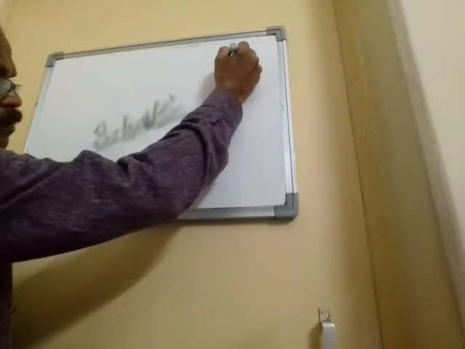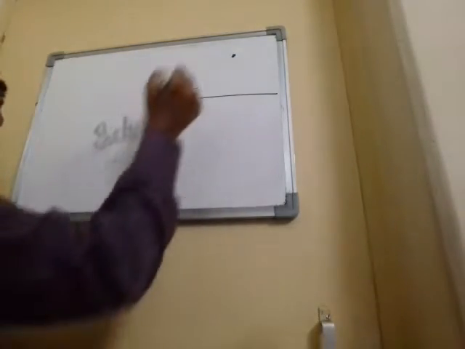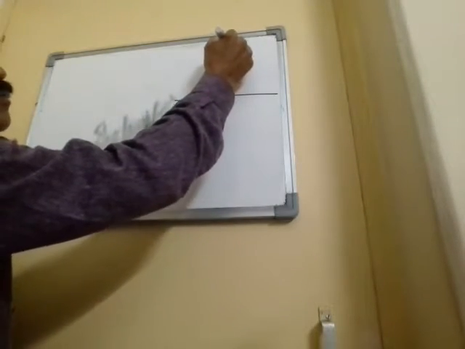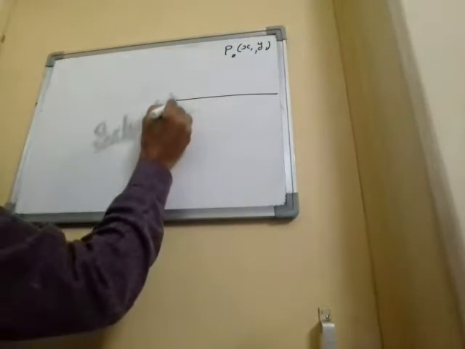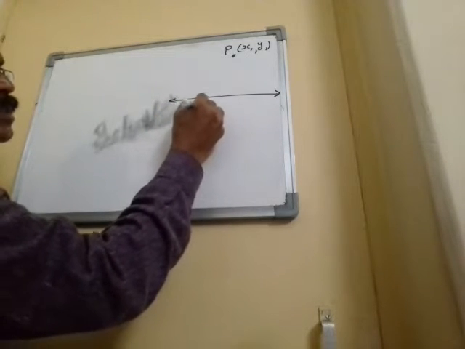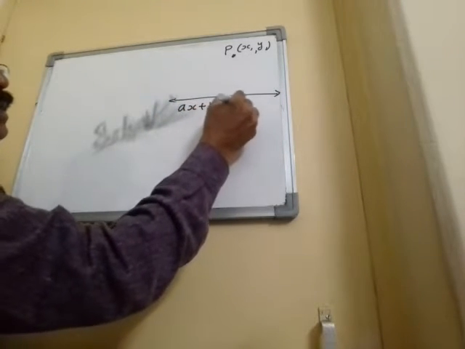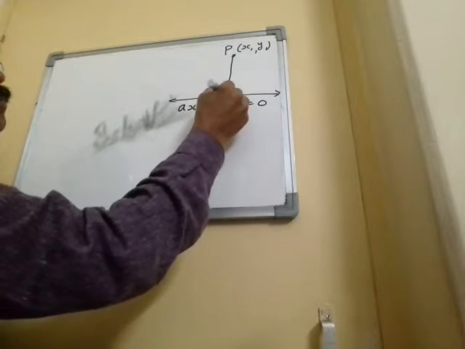Good morning everyone. Today we are learning a new concept, that is the distance of a point from a line. That is, how to find the distance of a point P(x1, y1) from a line ax + by + c = 0. That means this distance PQ.